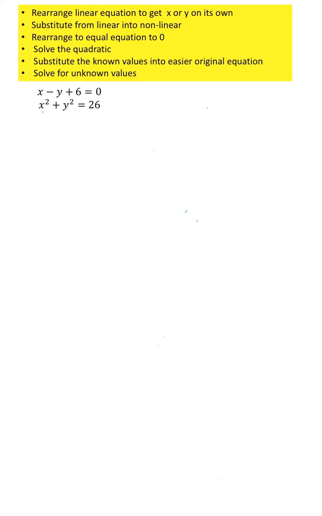We have x minus y plus 6 equals 0 and x squared plus y squared equals 26. So the first step, you always need to rearrange a linear equation to get x or y on its own. In some questions, instead of x or y, it could be an a and an s, so the method will stay the exact same. In this question, it's x and y, so you can see the linear equation. We have x minus y plus 6 equals 0.